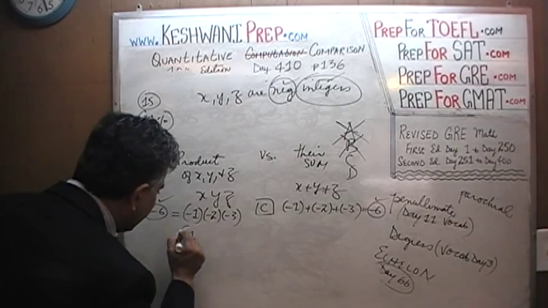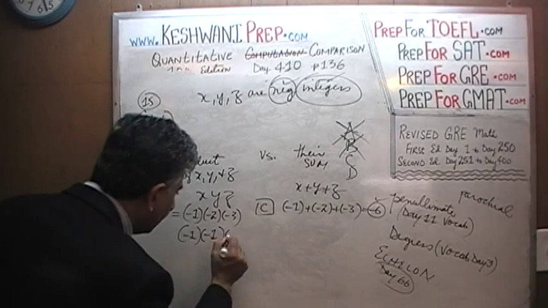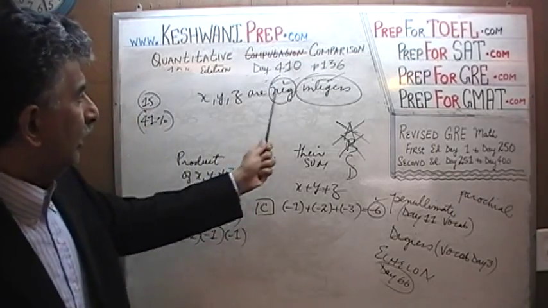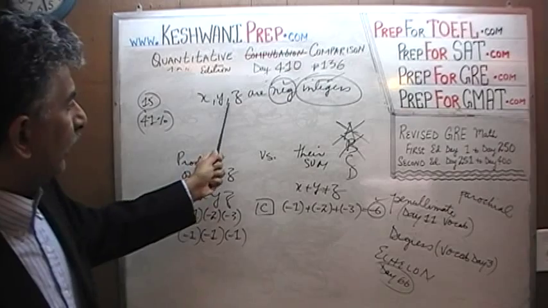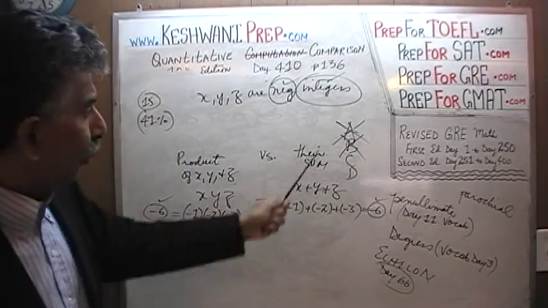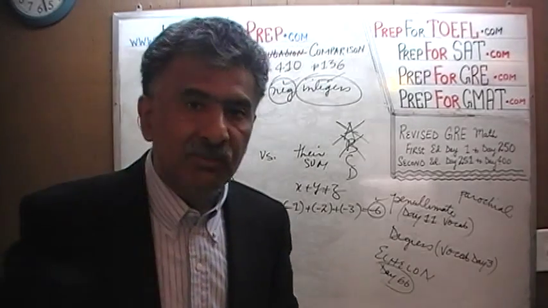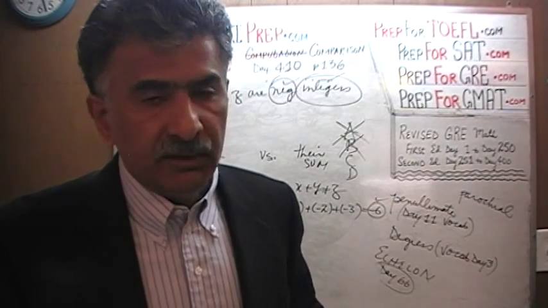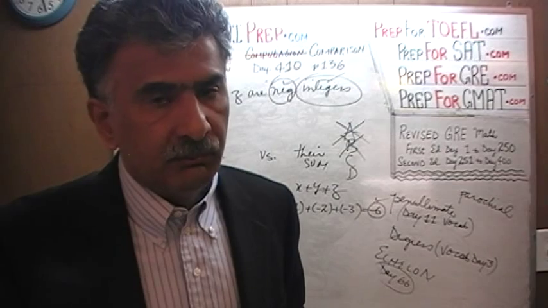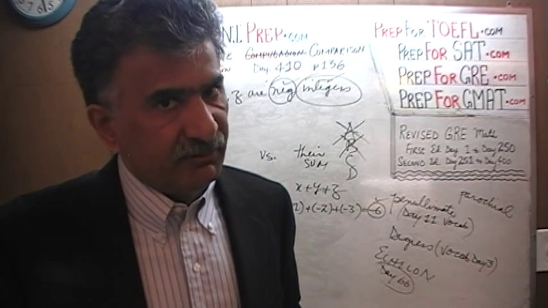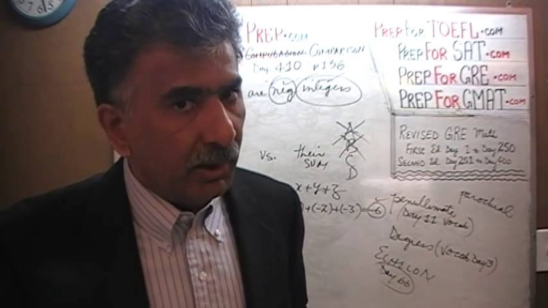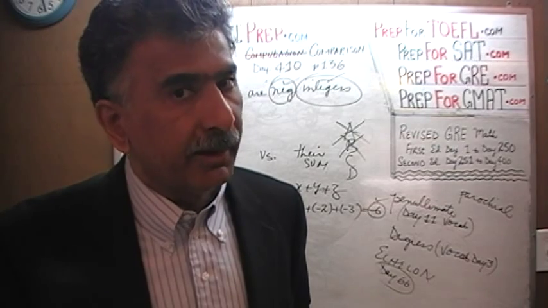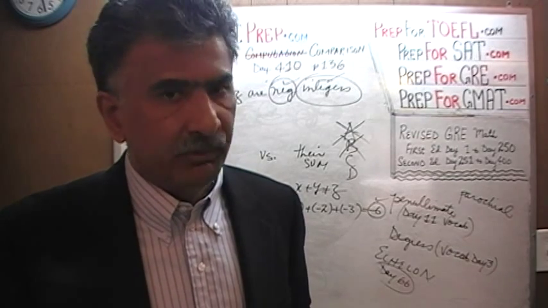How about negative 1 times negative 1 times negative 1? All they tell us is that x, y, and z are negative integers. Nowhere in the problem do they tell us that they cannot be equal. There's no condition where it says one has to be bigger than the other. It's wide open, which means the possibility exists that they are all negative and all equal, and they are all negative one, which most people will not think of.